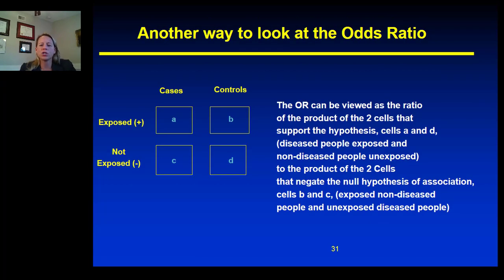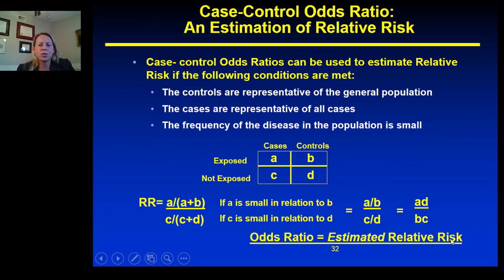Now, another way to look at the odds ratio is shown here. The odds ratio can be viewed as the ratio of the product of the two cells that support our hypothesis, that is, cells A and D, the diseased people exposed and the non-diseased people not exposed, to the product of the two cells that negate our null hypothesis of association, that is cells B and C, corresponding to exposed, not diseased, and not exposed, diseased. Now, I just said that there was an exception to when an odds ratio can provide us with a measure of risk, and I'm going to discuss that now.